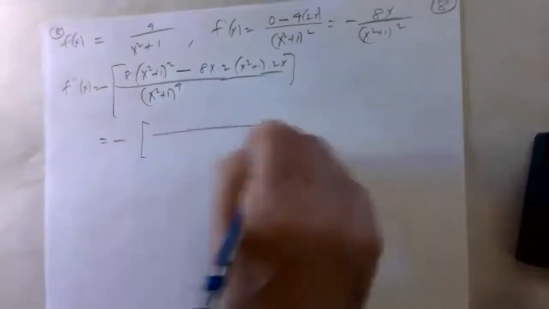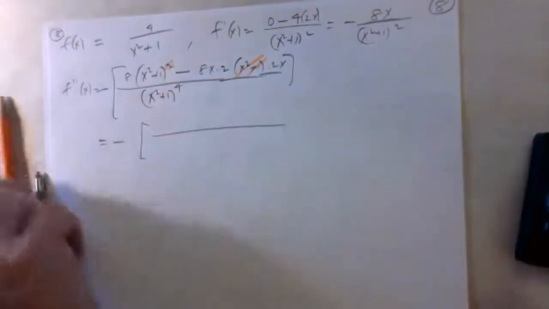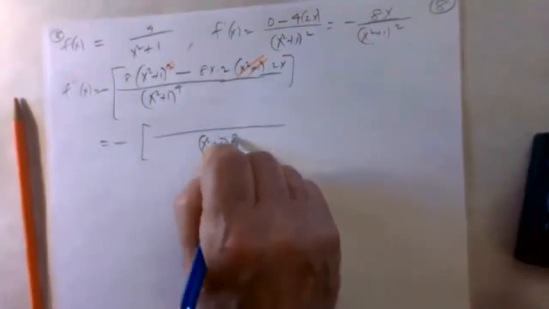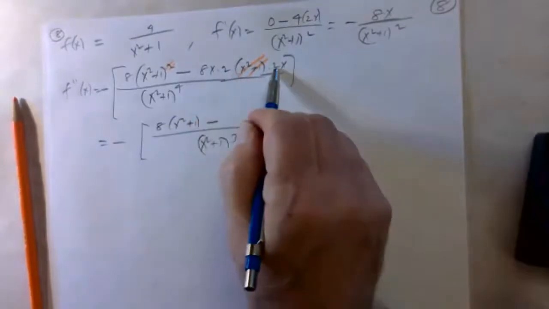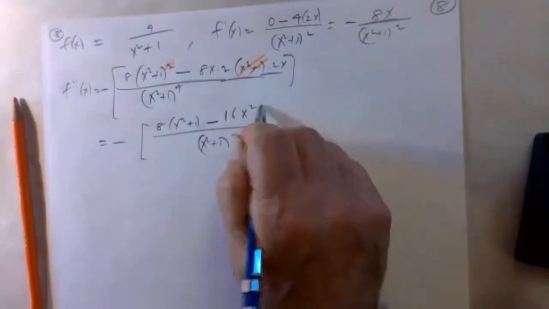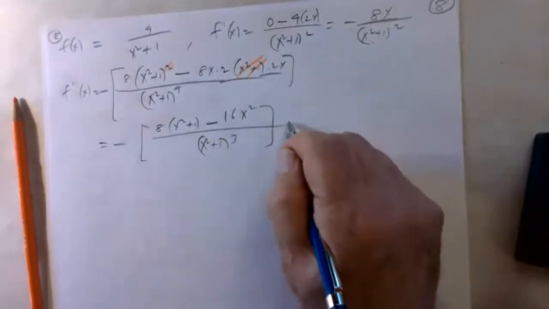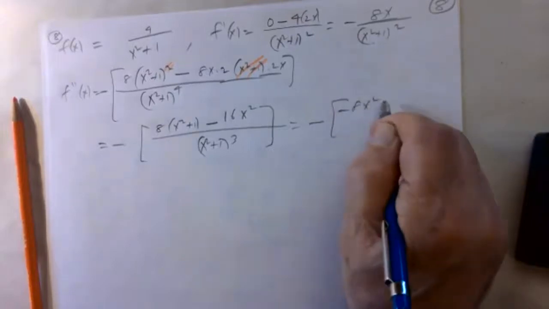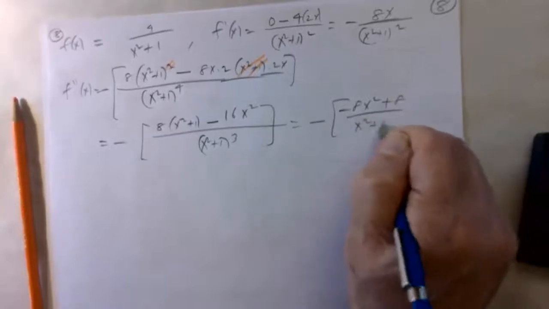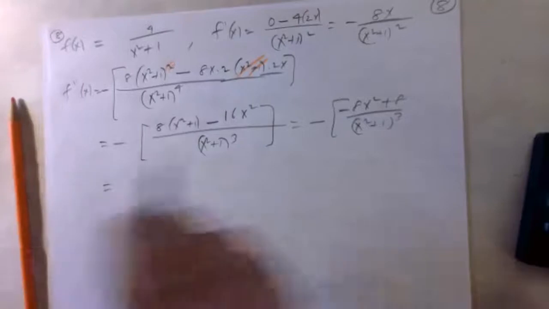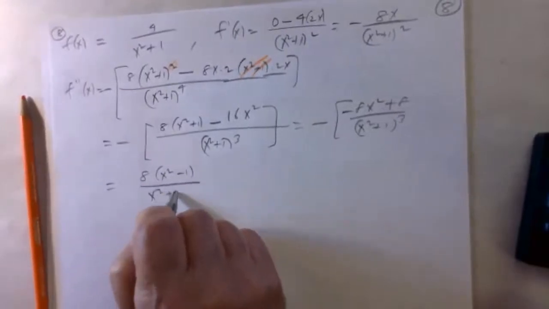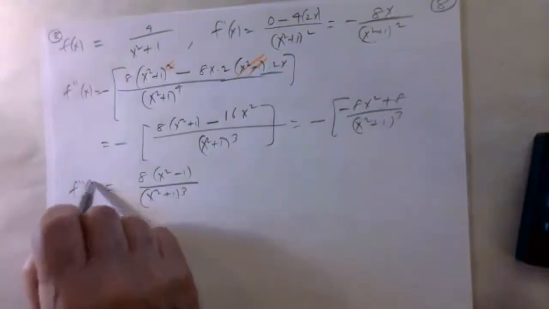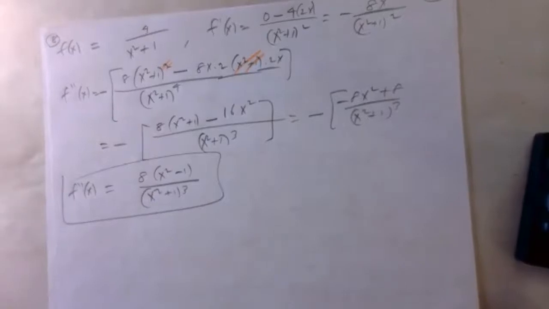So this is minus, I can factor an x squared plus 1 out of the numerator. That makes this a 1 and makes this a 3. So this is x squared plus 1 cubed. So I have here 8 times x squared plus 1 minus 2 times 2 is 4 times 8 is minus 16x squared. This is 8x squared minus 16x squared. That's minus 8x squared plus 8 over x squared plus 1 cubed. So that's equal to minus times minus is plus 8 times x squared minus 1 over x squared plus 1 cubed. So that's my second derivative.